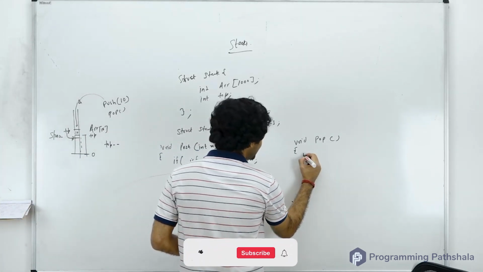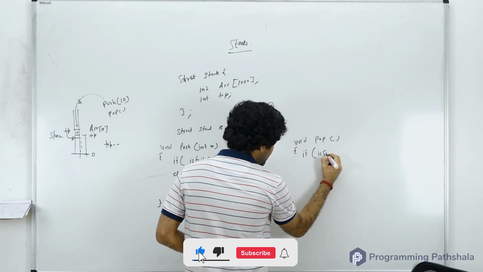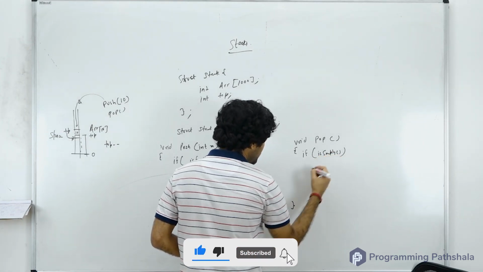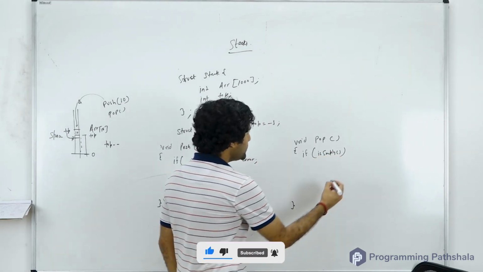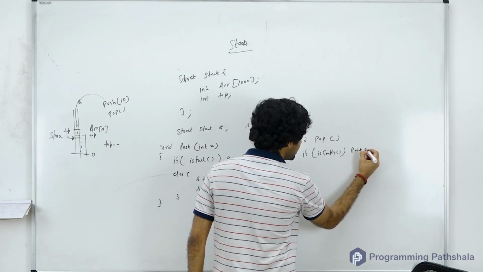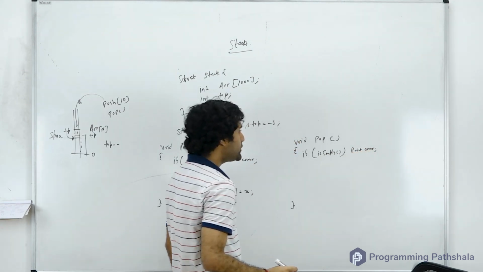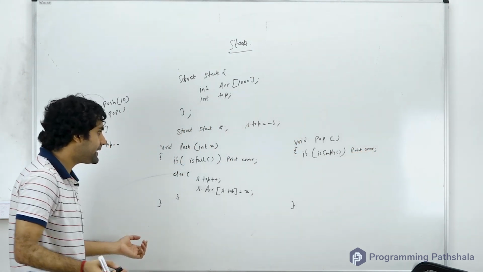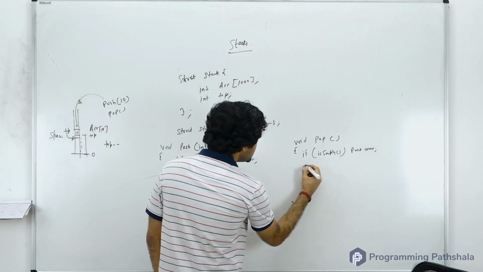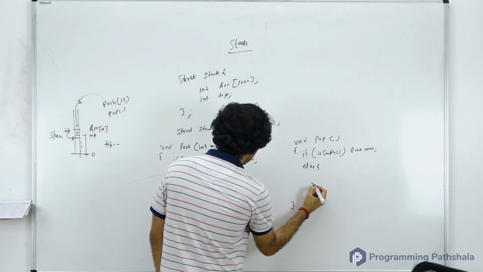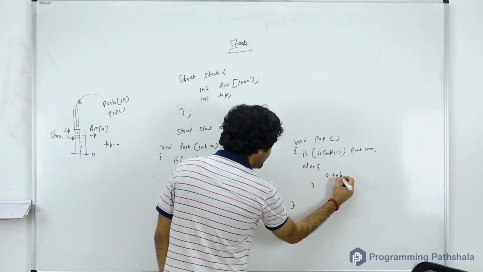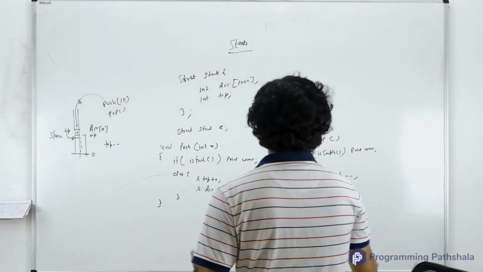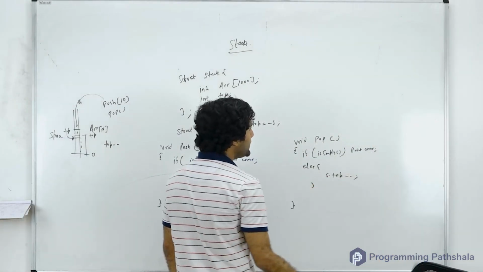So for that you would write a separate function called isEmpty. Now whenever isEmpty returns true, you would want to print an error. You would want to simply say that hey, this cannot be popped. Otherwise, what will you do? Otherwise, can I simply say I'll do s.top--? Yes or no?